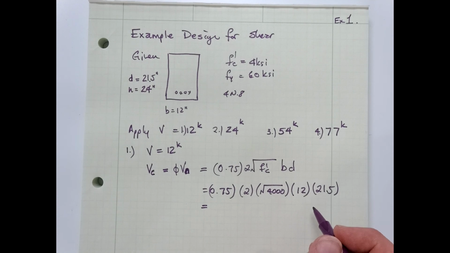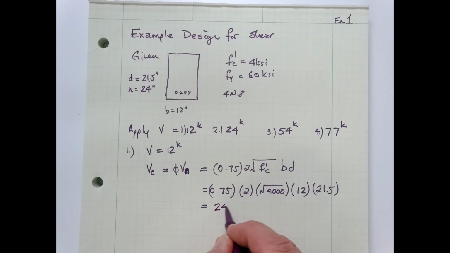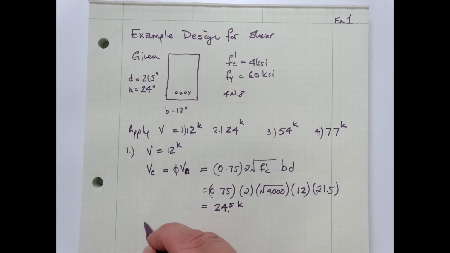I got 12,230. I got 24,000. 24,500 pounds, right? 24.5 kips. V sub C over 2 is equal to 12.25 kips.